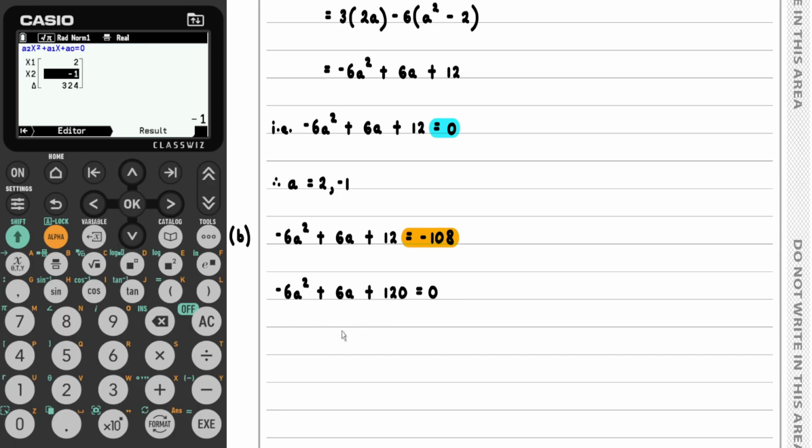Let us solve this equation using our calculator. We have negative 6a squared plus 6a plus 120 equals 0. So we have a equals 5, a equals negative 4. And because a is less than 0, a would equal negative 4 only.